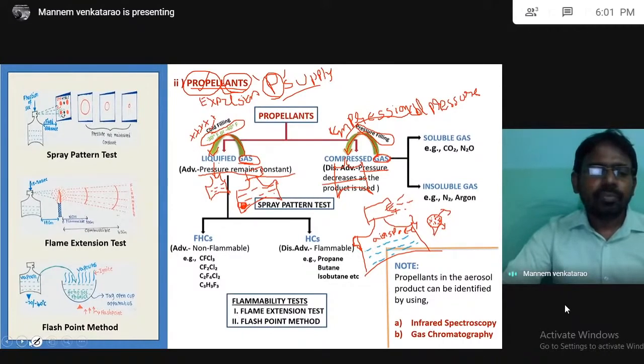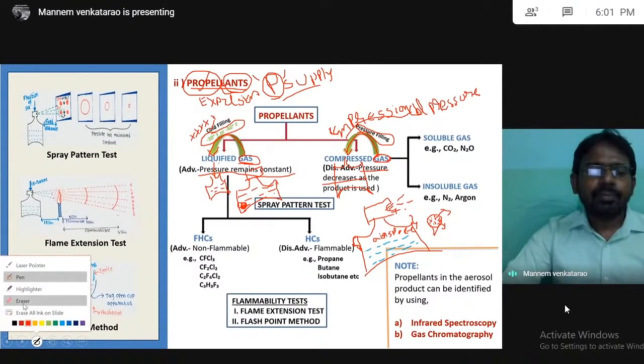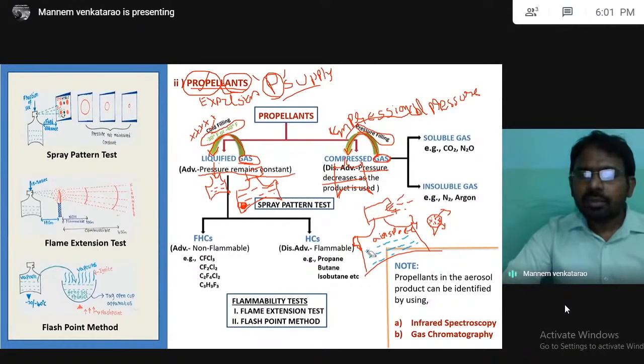While you utilize the product, what happened? The airspace will be increased. As the airspace increases, the gas molecules will be expanded, because liquid product is being utilized. That's why the air molecules expand. If the air molecules are expanded, the pressure decreases.